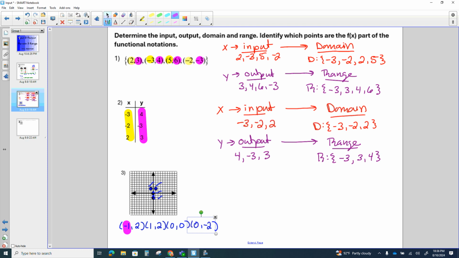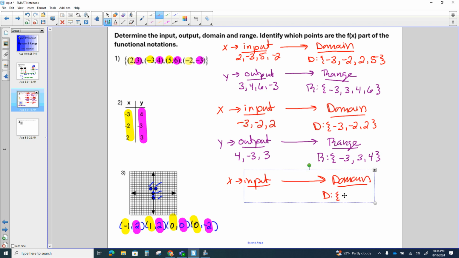So, whoops. Our pink is technically our Y's. Let's get those highlighted correctly. So the Y's are the second number, and the first numbers are all of my X values. And then I'm going to go ahead and start doing it now. Okay. So we have our input. We have our domain. I'm getting the format down. That's the D, the double semicolons, get that little line up there. And then I just say the yellows. So it starts off with -1, and then it goes to 1, and then 0.